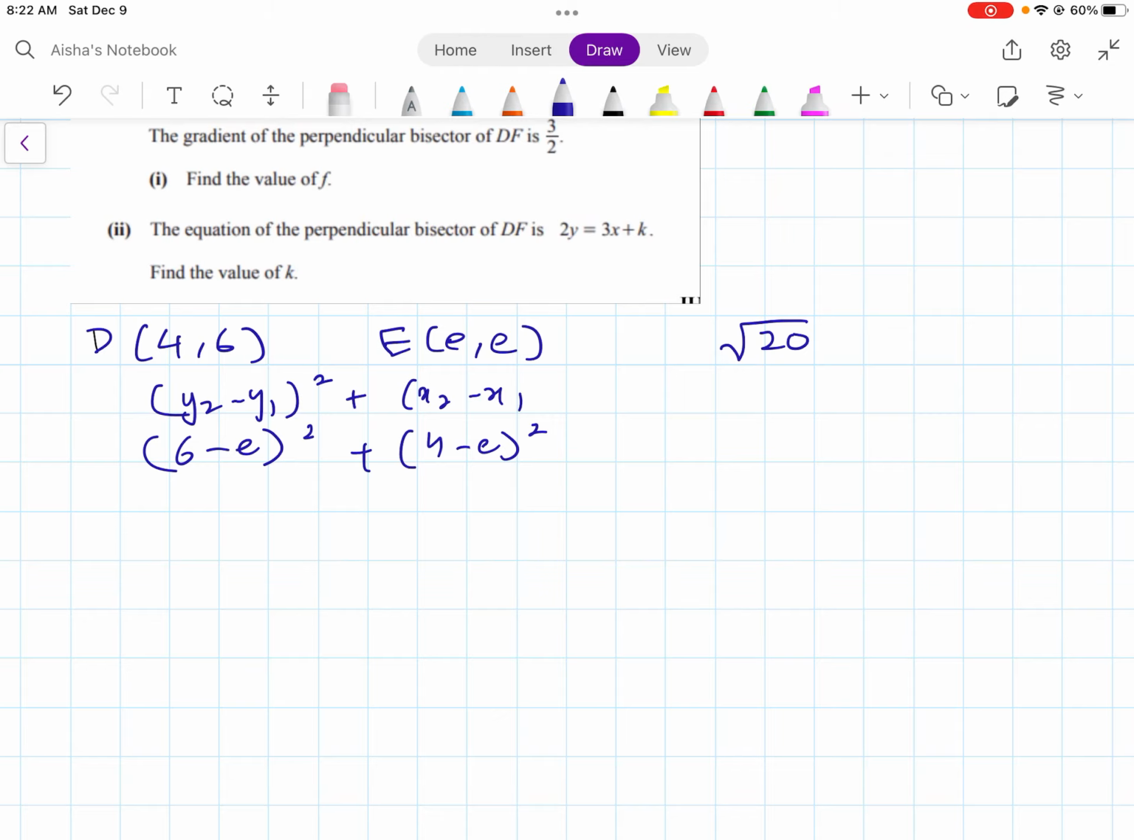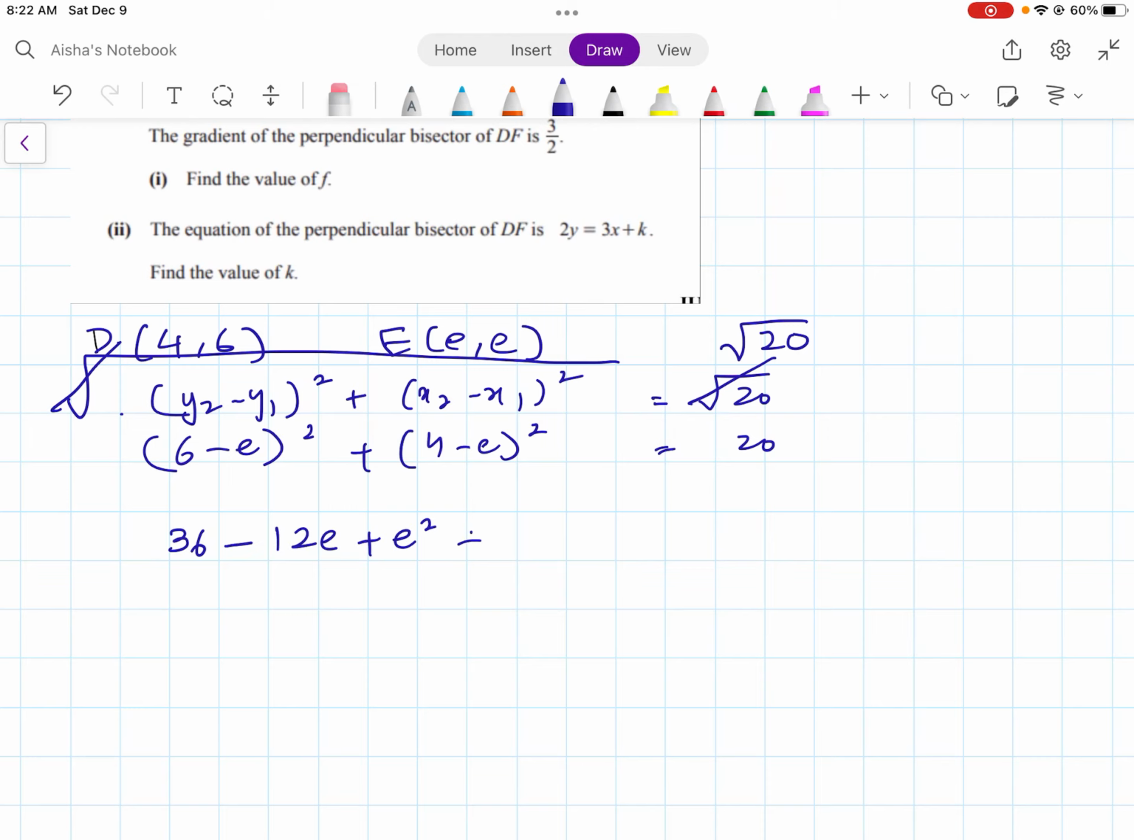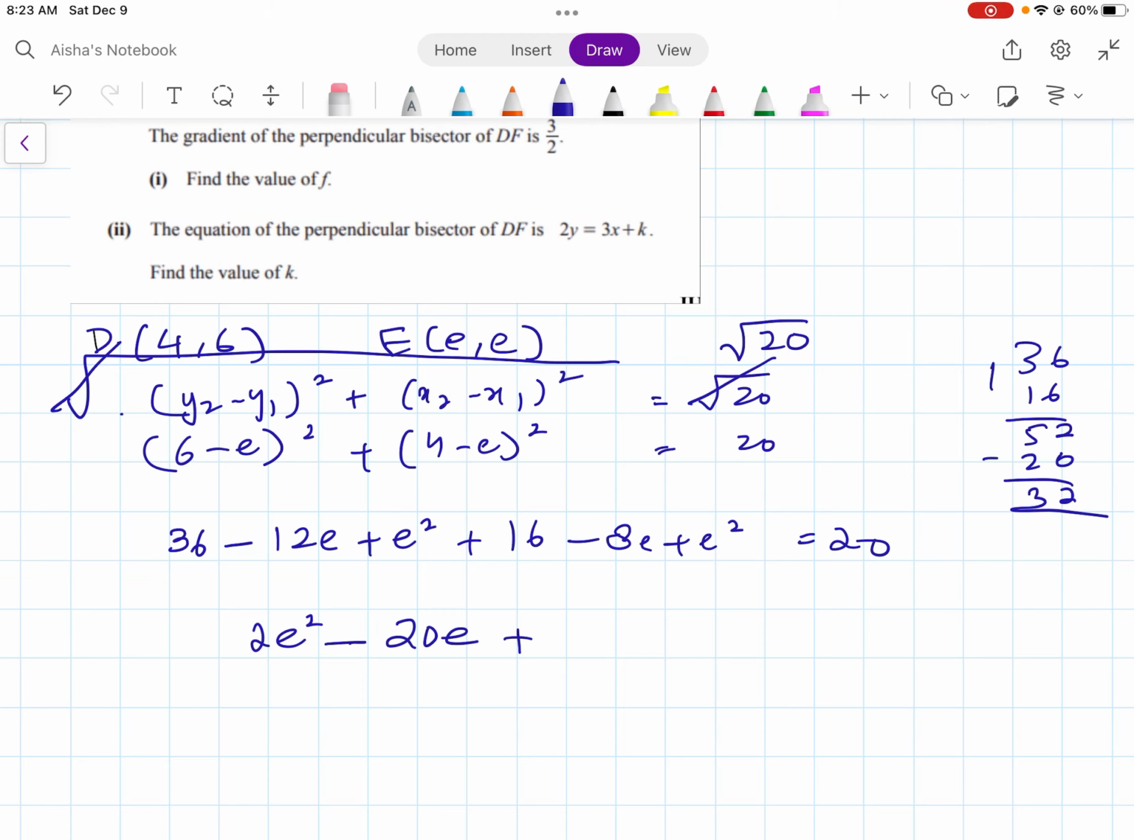Okay, order we can change a little inside, it doesn't really matter because eventually it's plus. Equals root 20. Now this root cancels out. So I'm just left with this part of the equation. See how I'm opening it up with the identity. 2e square minus 20e plus 36 plus 16, that's 52, minus 20 gives you plus 32 equals to 0.